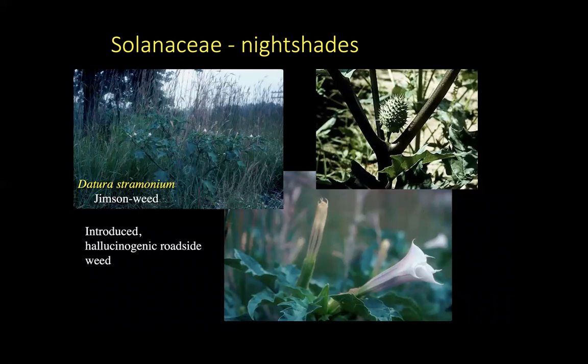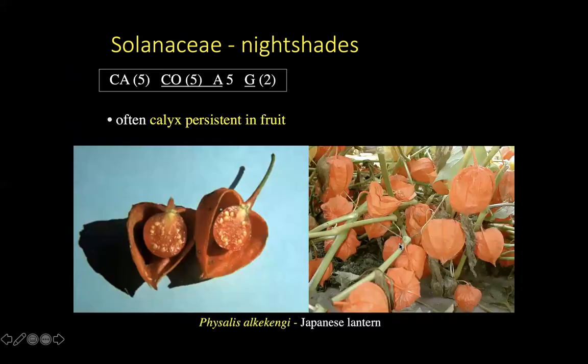We live in a weed legal state, folks. Be content. But at any rate, here is the Jimson weed. Big, beautiful, white, bell-shaped flowers, spiky fruits. Don't try it. Okay. The calyx persistent, right? So we'll talk about tomatillo, but here's the Japanese lantern, which is puffed up and sealed around the fruit.